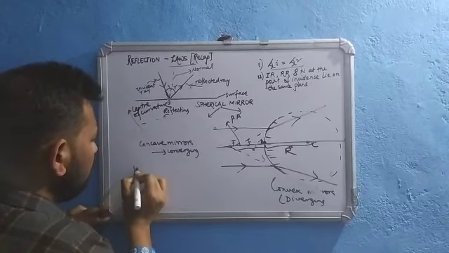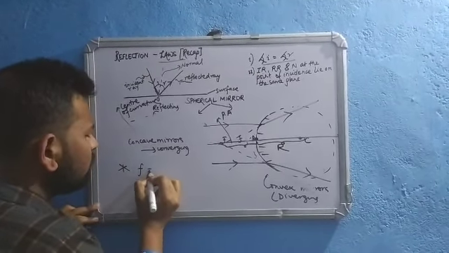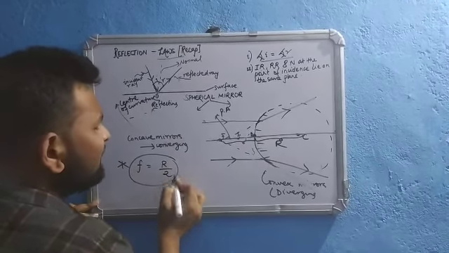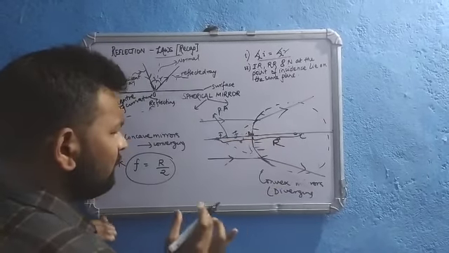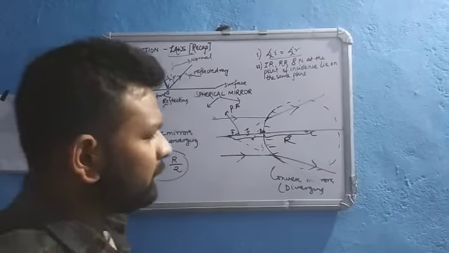One very important point to remember is F is equal to R by 2. That means the focal length is half of the radius of curvature. That is, this distance is half of this distance. This is a very, very important point which you need to remember.